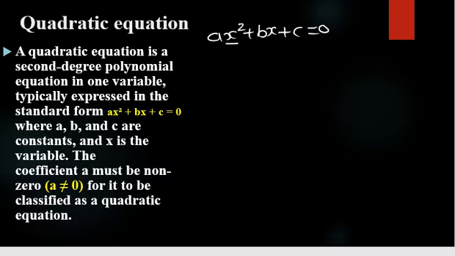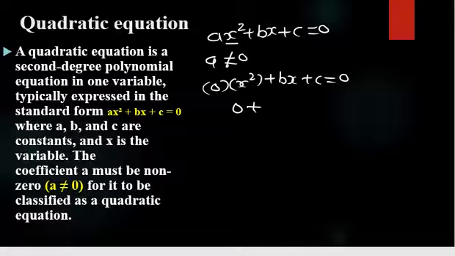Now here we can't put the value of a is equal to 0. Let's see why we can't put the value of a is equal to 0. If you put the value of a is equal to 0 in this equation, so this equation will become 0 into x square plus bx plus c is equals to 0. So 0 into x square will be 0. So 0 plus bx plus c is equals to 0.